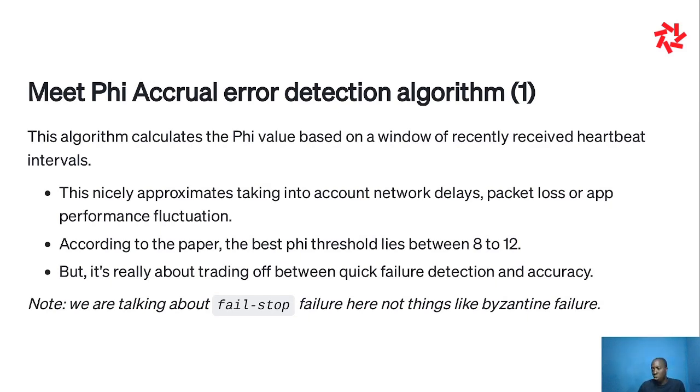And a note to those people familiar with distributed system failure modes: here we are talking about fail-stop, not things like Byzantine failure, where you have a node that is lying about its state, probably a node that has been hacked. We are not talking about that here. We consider that all our nodes are genuinely reporting, and if they are not working properly, it just means they are dead. So this is the kind of failure we are dealing with here.